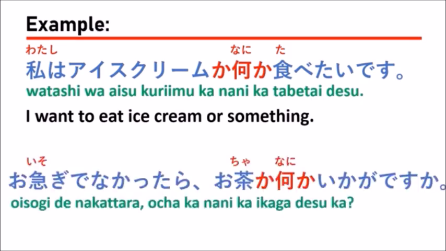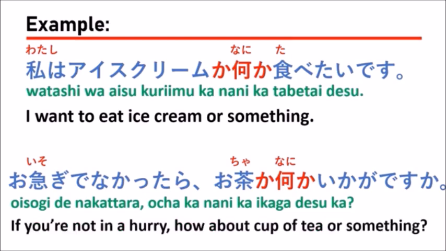The next example. お急ぎでなかったらお茶か何かいかがですか？Which means, if you are not in a hurry, how about a cup of tea or something?